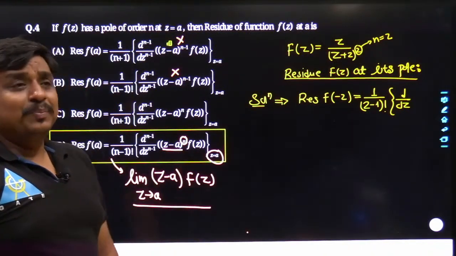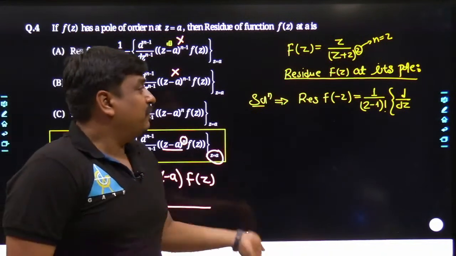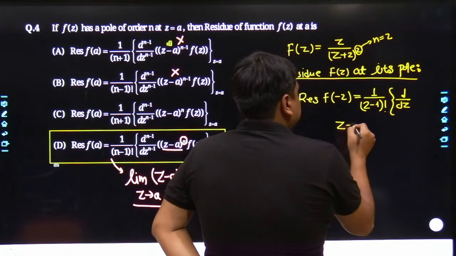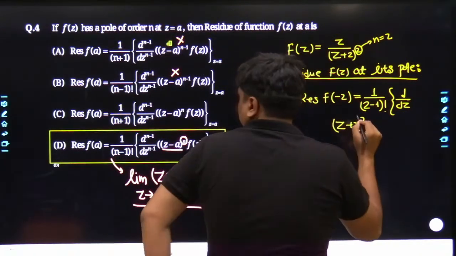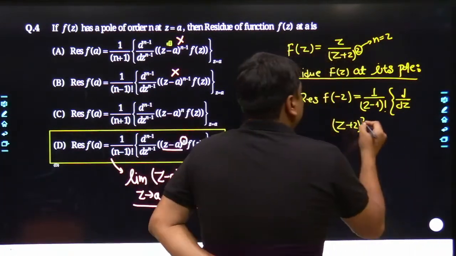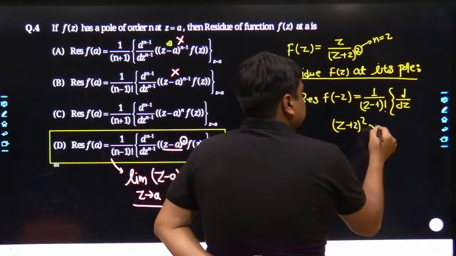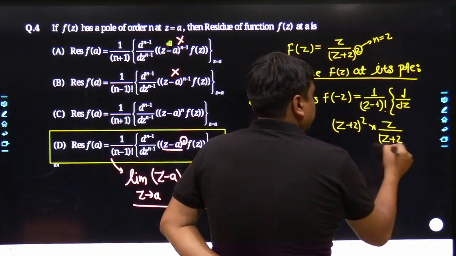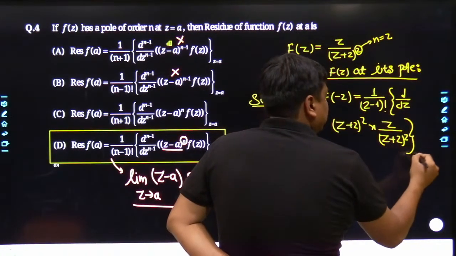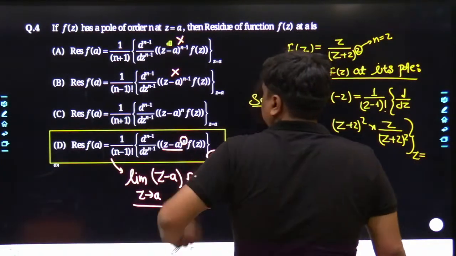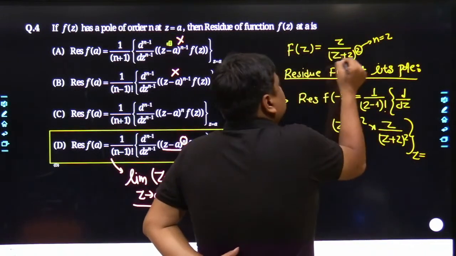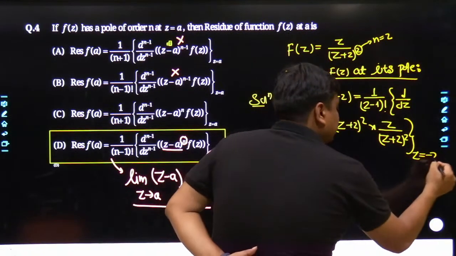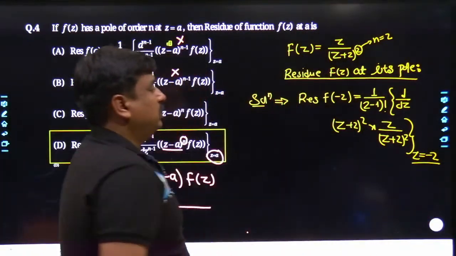Simply, obviously, a single differentiation has to take place for the function. And what's that function? It is (z plus 2) to the power of 2, which is in place of (z minus a) to the power of n, multiplied with f of z, which is z divided by (z plus 2) to the power of 2. Whatever result we get, at the end of the day, I need to feed z equals a, and here z equals a is nothing but minus 2, which is the location of the repeated pole.